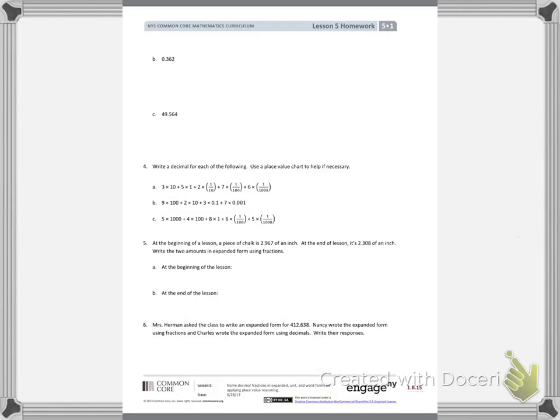First, I notice that there is a whole number in front of the decimal. I use the word and, 2 and 967 thousandths is what I will be writing.